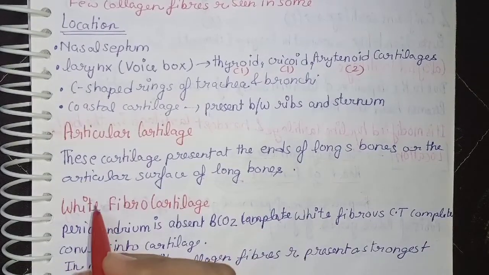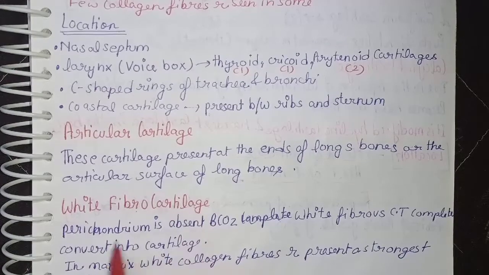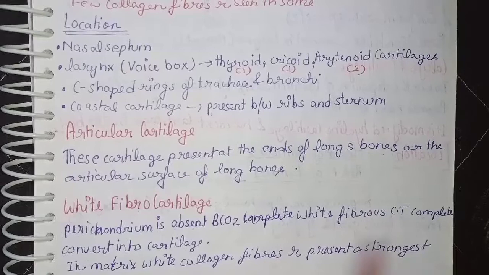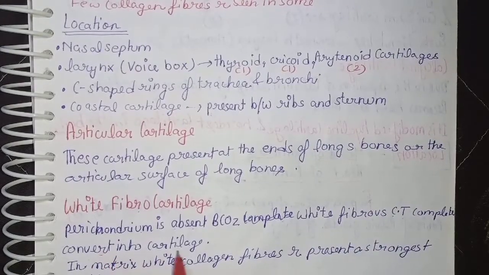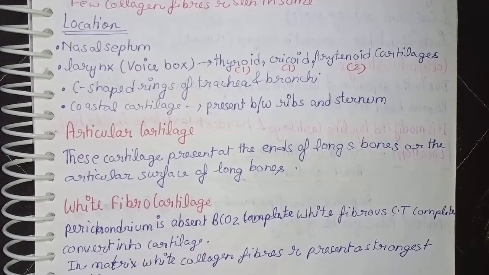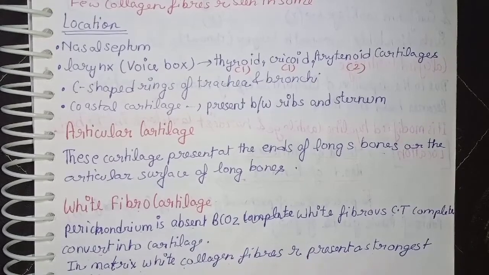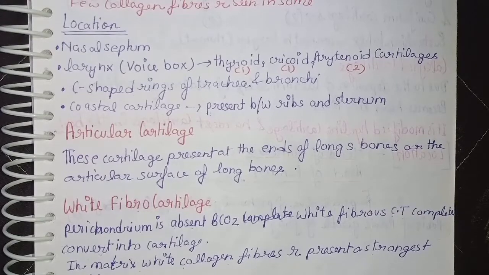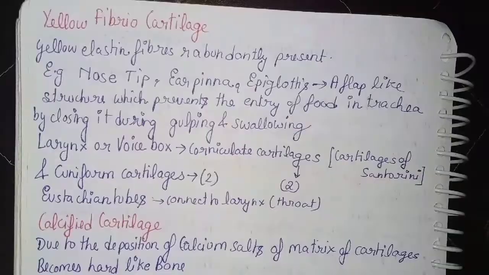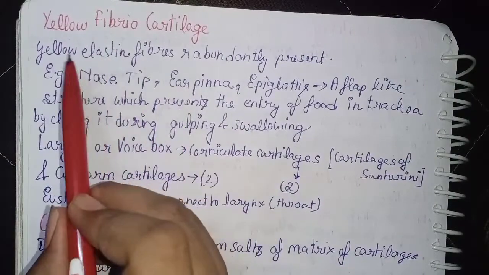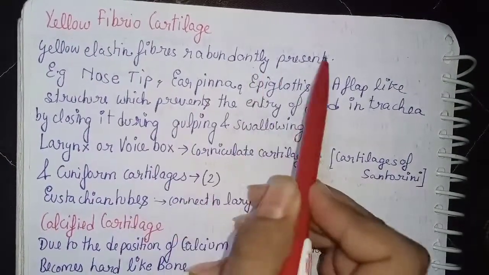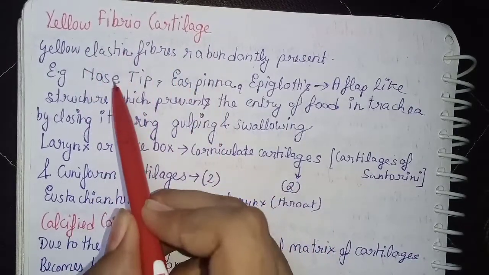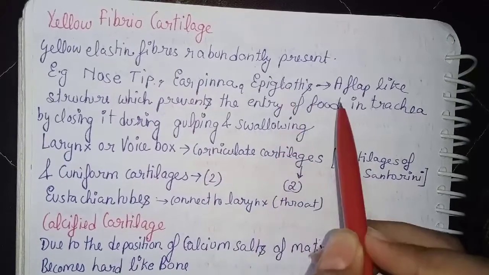Now coming to white fibrocartilage: perichondrium is absent because the white fibrous connective tissue is completely converted into the cartilage. In the matrix, white collagen fibers are present, making it the strongest cartilage. Examples are pubic symphysis and intervertebral discs. Now coming to yellow fibrocartilage. Yellow elastin fibers are abundantly present, that's why it is called yellow fibrocartilage. Examples are nose tip, ear pinna and epiglottis.